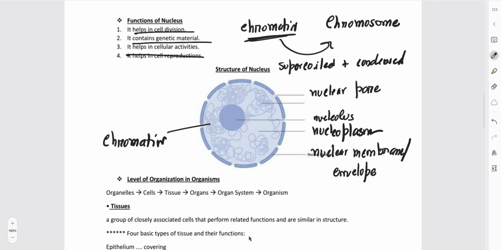For the nucleus, we don't have to understand the function of each structure in detail. We have to understand the function of the nucleus as a whole, which is very important. But other than that, we have to identify the structures of a nucleus. Right? Alright.